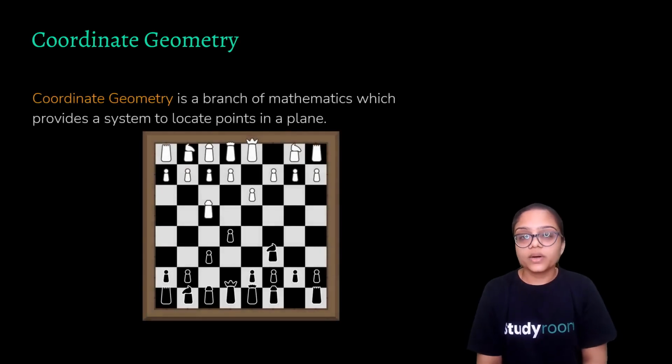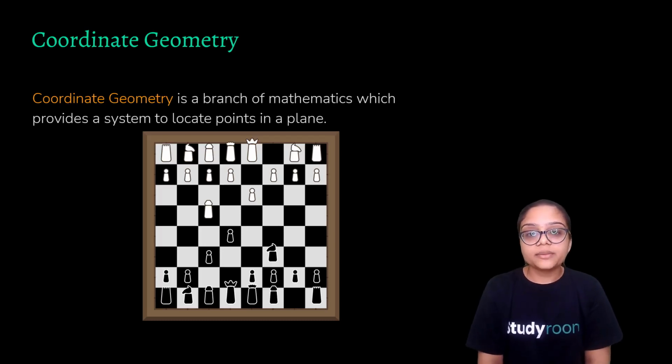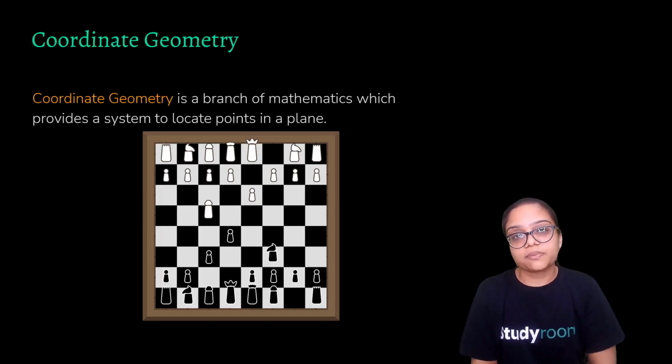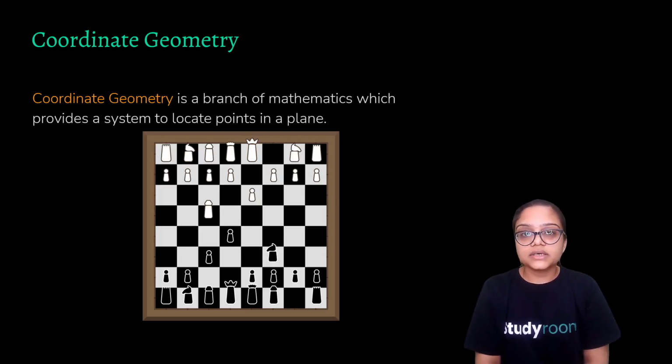First tell me what is coordinate. Coordinate geometry is a branch of mathematics which provides a system to locate a point in the plane. I was asking what is coordinate. Coordinate means the x and y value which defines the location of an object. Coordinate can be of anything. The first task which I am giving you for this chapter is just go and learn about it in history.